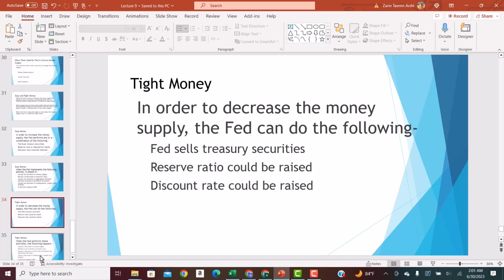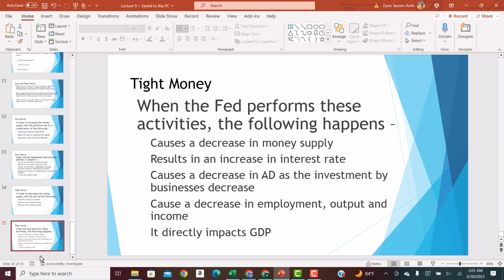Another type, where we want to decrease the money supply, is the tight money policy. In order to decrease the money supply, the Fed can sell securities. When they sell them, people make payments to the Fed, so money is going out of the economy and the money supply decreases. The required reserve ratio is higher, and the discount rate for Fed loans is also increased. When this happens, it causes a decrease in the money supply.